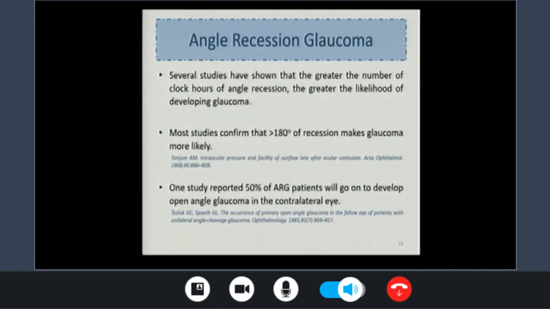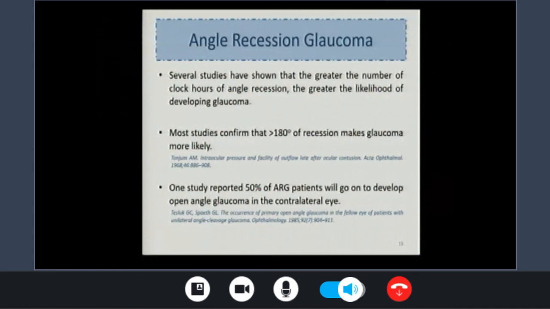Several studies have shown that the greater the number of clock hours of angle recession, the more likely that the patient will develop glaucoma. Most studies confirm that more than 180 degrees of angle recession makes glaucoma more likely. One study reported, interestingly, that 50% of angle recession patients will actually develop open angle glaucoma in the contralateral eye. And why is that? Does anyone know?